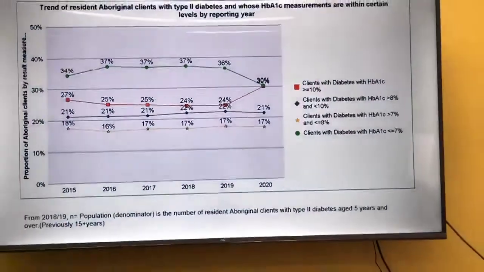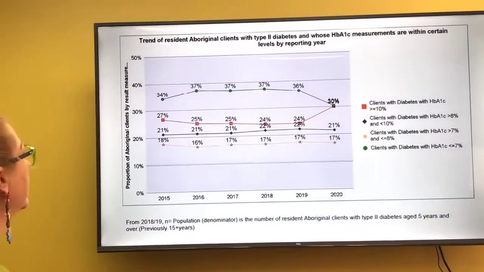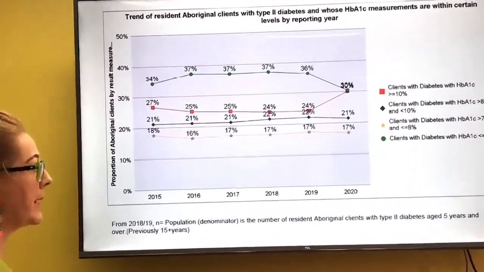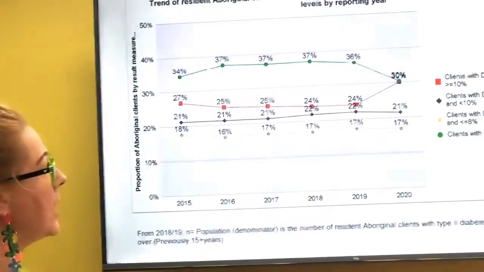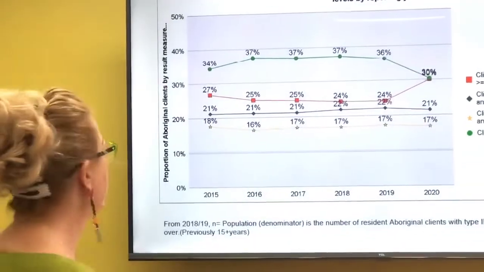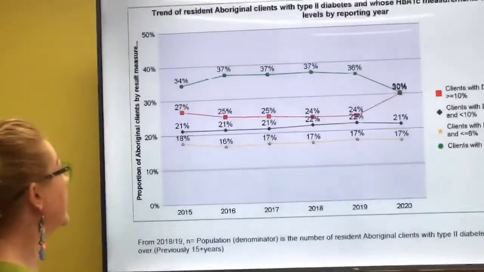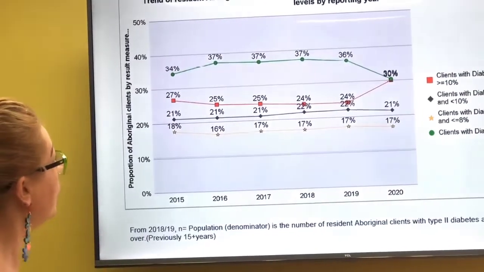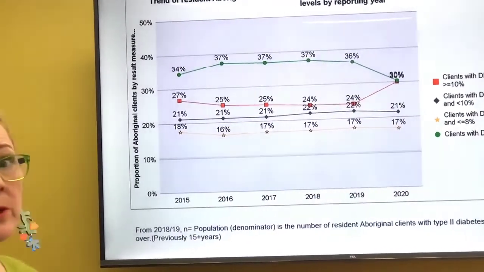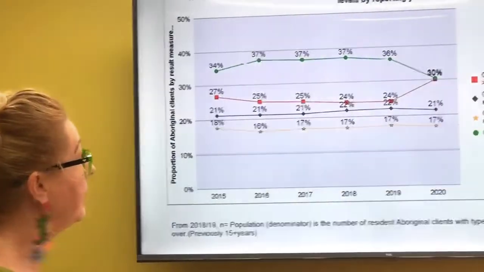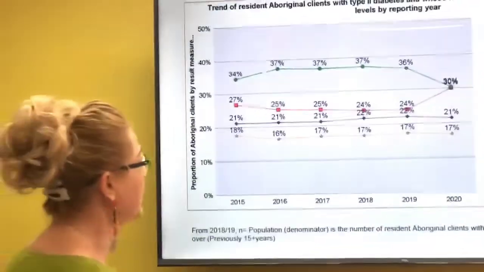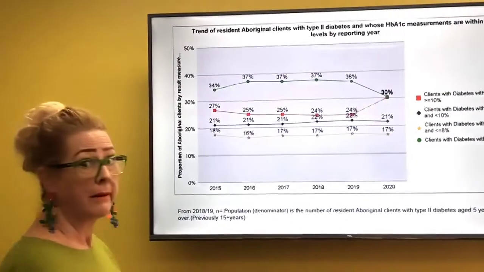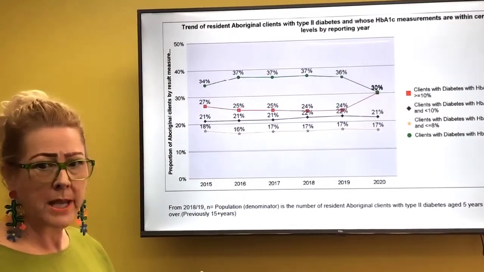So let's look at the graph itself. If we look at the green line, this represents diabetics with an HbA1c of less than or equal to 7. So in 2015 it started at 34%. It increased and stabilised over 4 years, 5 years, and then in 2020 it dropped down to 30%. So there was a drop of 6%. That's where you ask, what's happening here?